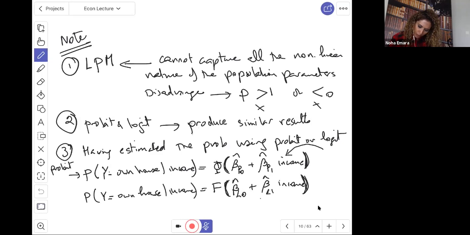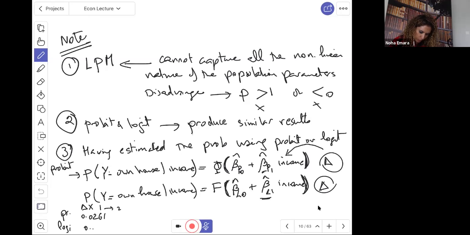I cannot just look here and say this is bigger than this one. No. The only thing I can do is compute the change, as we did, and compare the change, as we did, 1000 to 2000. And then I'm going to compare the changes between the two models. For example, I have it here. So let's say this is the probit, this is the logit, the change of x from 1 to 2 has produced 0.0261 here and 0.0211 here.